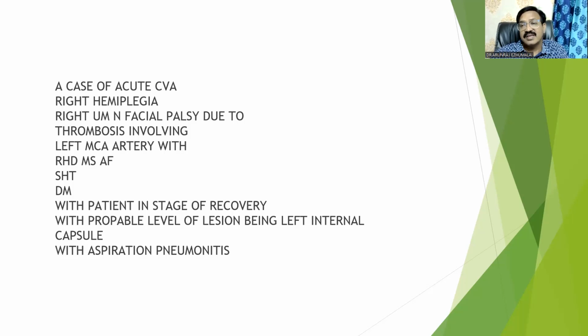Probably the patient is in the stage of recovery, when the patient has increased reflexes and everything, and the level of the lesion being the internal capsule, without any complication or with aspiration pneumonitis. All these findings should be there in the diagnosis, and all the points necessary for this diagnosis should be there in the history and examination.